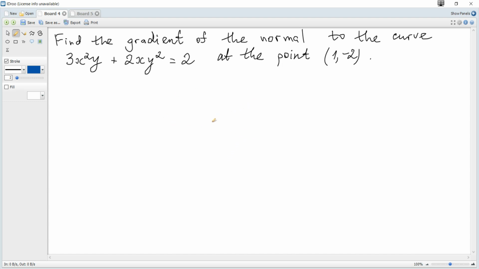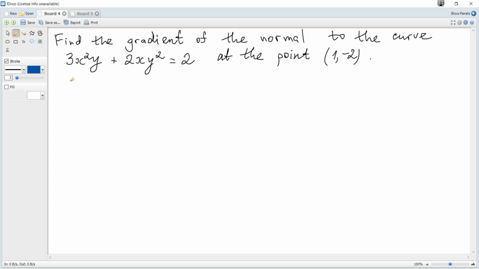So we can find the gradient of the tangent at point (1, -2) first, and then we can find the gradient of the normal as the negative reciprocal. So we need to consider the derivative, and since we can see it is not represented as y equals, we should apply implicit differentiation.